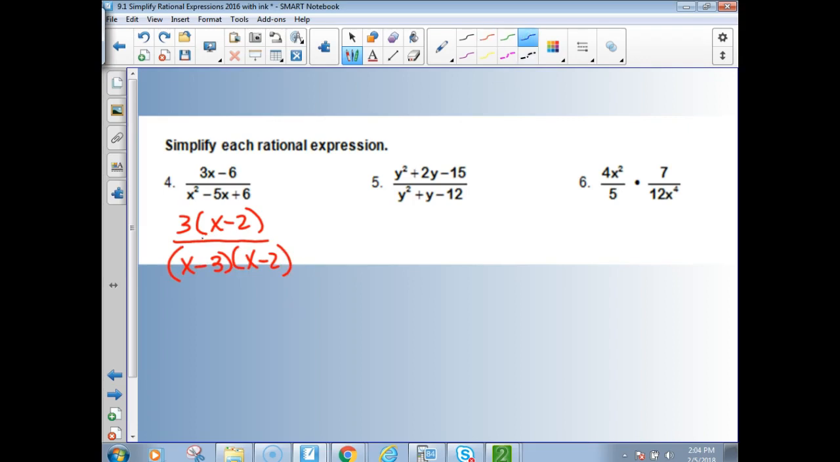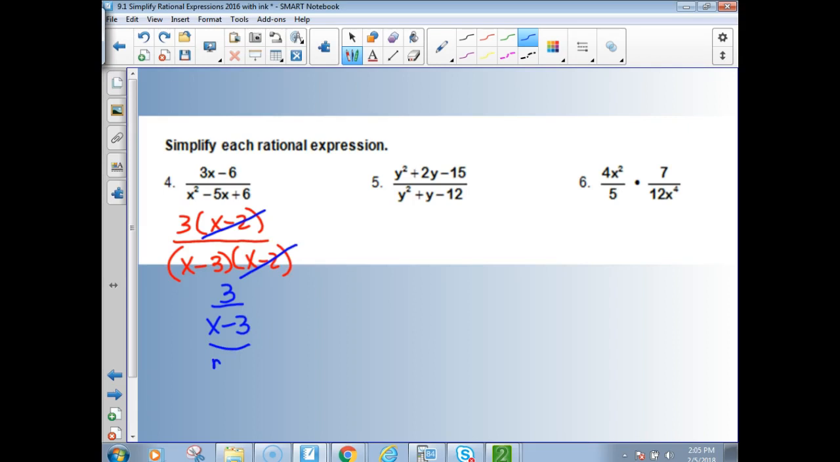The x minus 2's can cancel out. They have to match identically. The whole term, if you will, right? It has to be the same thing in the parentheses. That's 3 over x minus 3. You cannot divide those 3's.